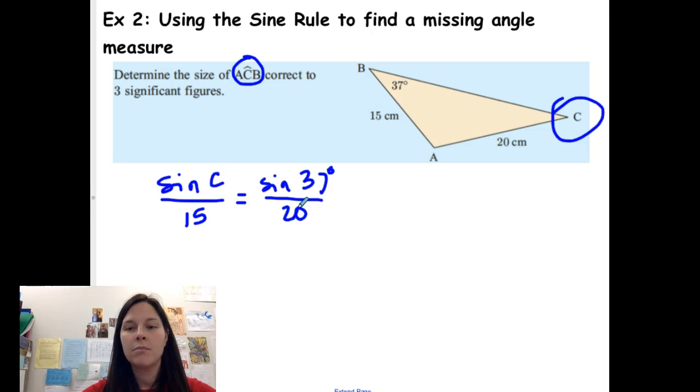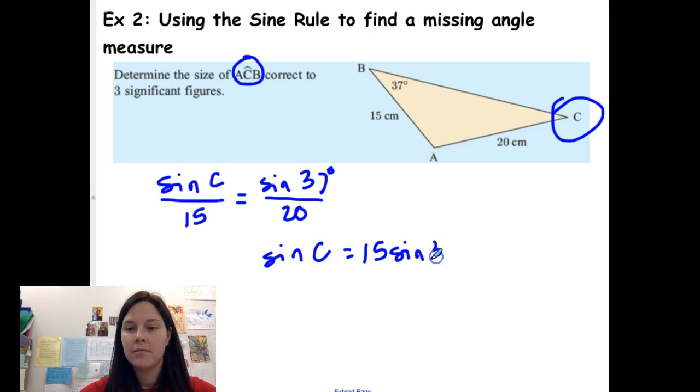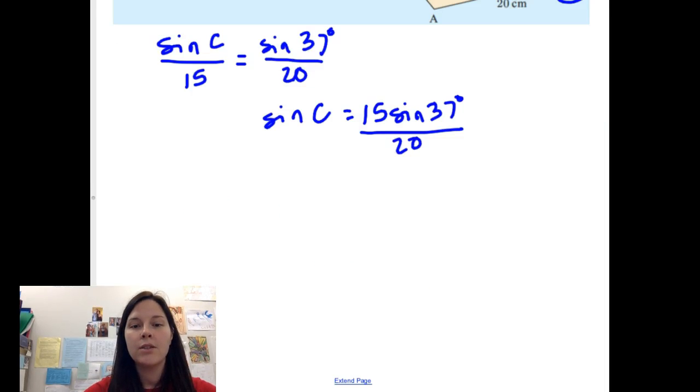This time, instead of cross multiplying, I'm just going to multiply by 15 because I want to get C alone, and C is already in a numerator. So again, a lot of students here will want to find a decimal, and that leads to rounding error. Your calculator can handle all of this at once.